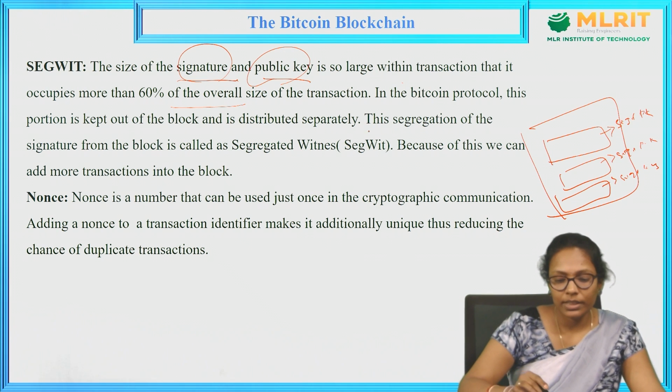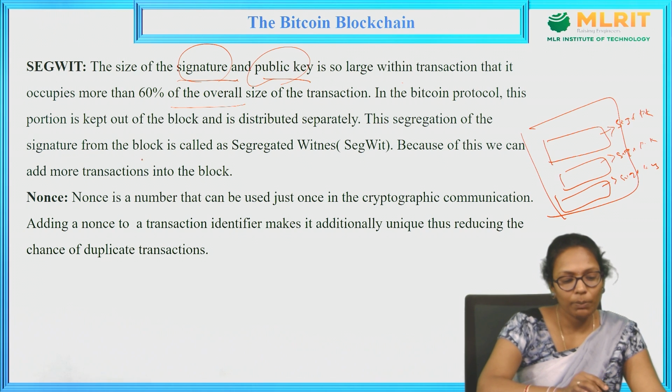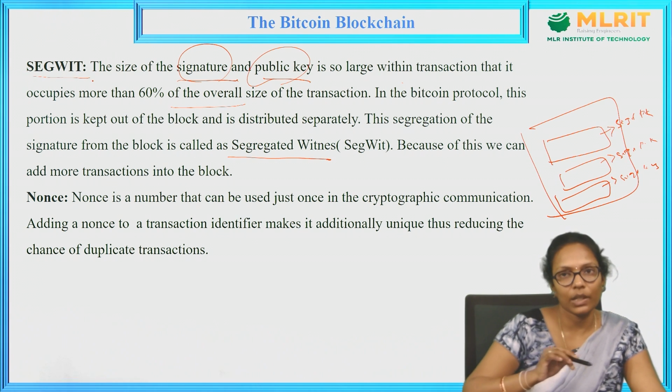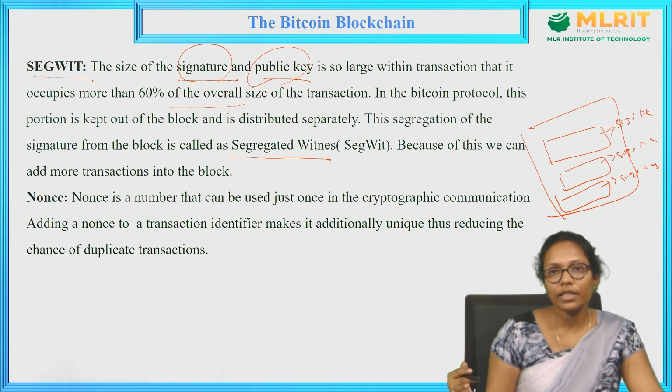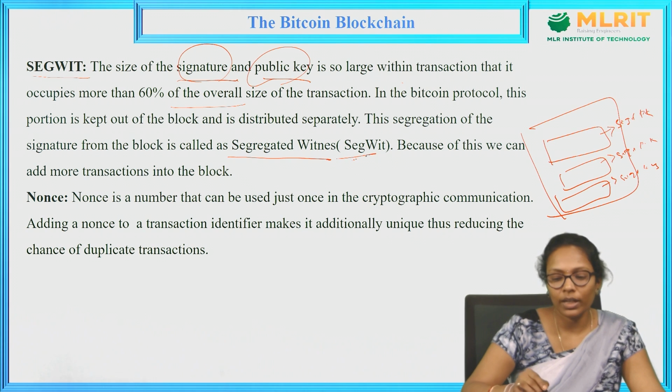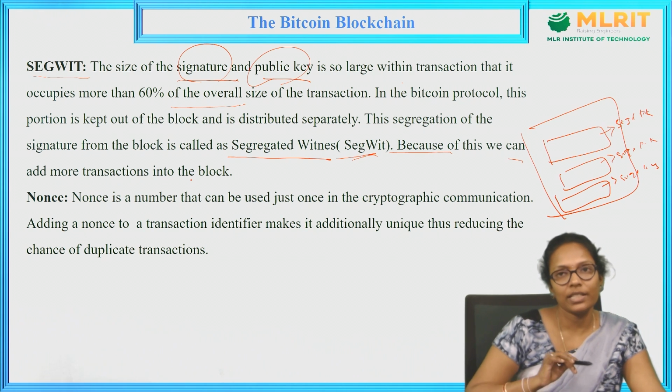So this segregation of the signature from the block is called Segregated Witness, also called SegWit. You are separating the signature and public key part from the transaction and maintaining it separately. That process is called SegWit. Because of this, we can add more transactions into the block.